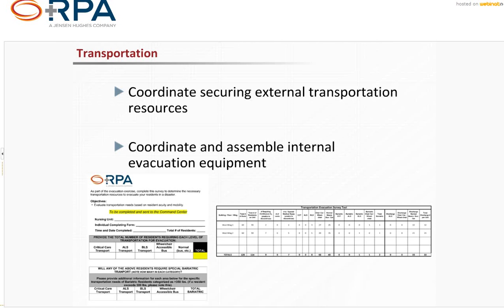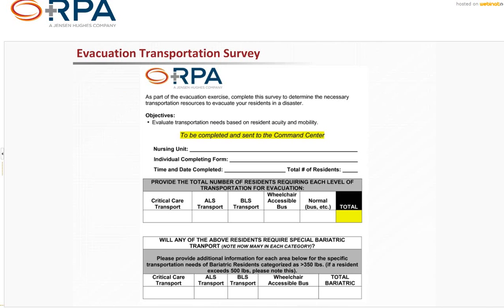The first one, I believe I got a bigger picture for you, is this one here. It is the Evacuation Transportation Survey. It is meant for each unit, each department, each floor to go through and identify, for the residents or patients on their floor, what types of transportation needs they will have. As you look at it from a hospital, we're going to get more of those that need critical care transport, ALS and BLS transport, ambulance type transport, than those that can hop in a car or on a normal bus.